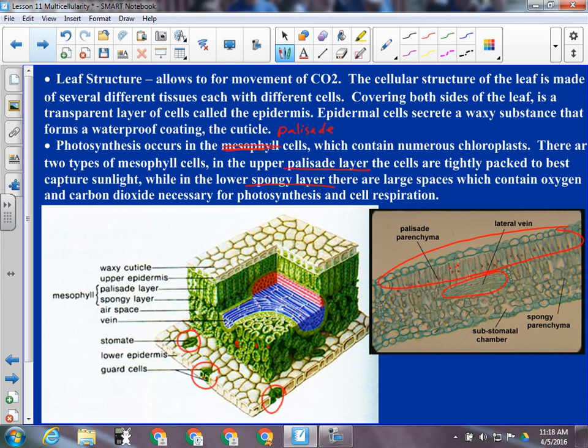On the bottom layer of the epidermis, which also secretes a cuticle, there are these little holes. The little holes are made of specialized cells called guard cells. Two guard cells make up a stomate. The stomates are like pores. They can open and close and allow water to evaporate out. We're going to look at how that works, because the guard cells are another example of a specialized cell that does basically only one job.